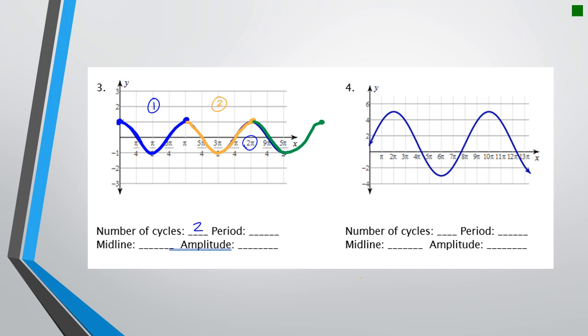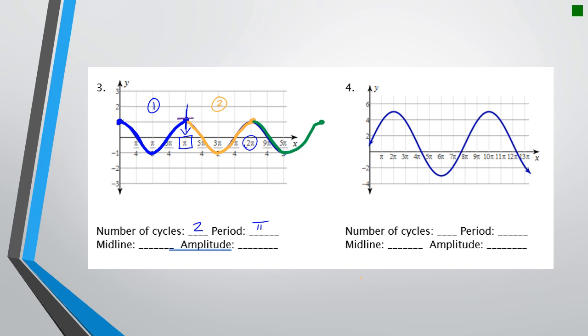Now the period is asking me, what is the length of one cycle? So I'm going to focus just on the blue one. I want to know at what x value does the blue one stop? So this blue stops right here, which means that the period is pi. Midline and amplitude are going to be the same as they were in the previous slides. I still need my maximum and minimums.